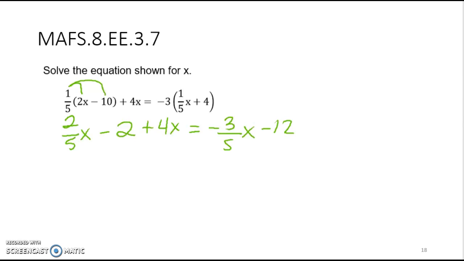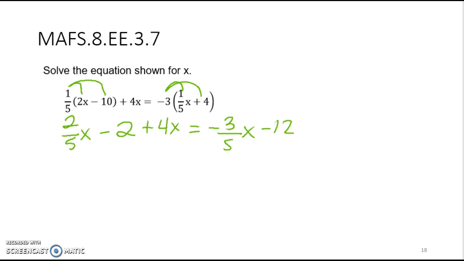So let's pick this up right where we left off. We had to solve for x. What we first did is we distributed the left-hand side. So we multiplied 1/5 times 2x. The 1 times the 2 gave me 2 over 5x. Minus 1 times 10 is 10 over 5. And when we divide, we get negative 2 plus 4x equals. Distributing this side, we got negative 3/5 x minus 12.